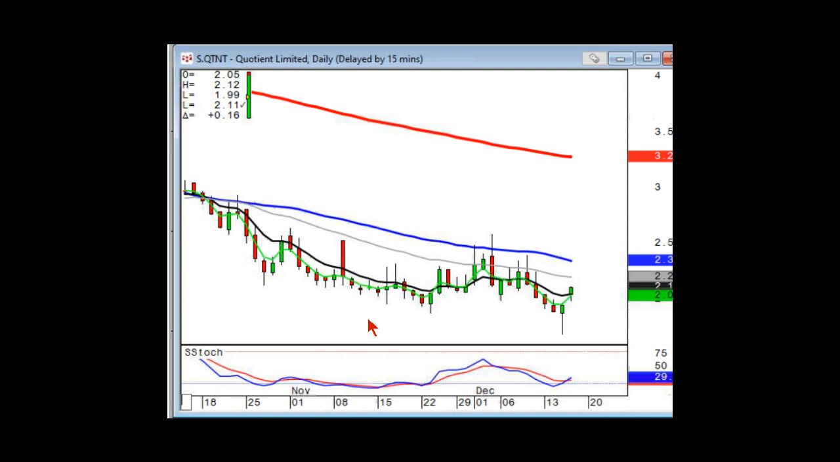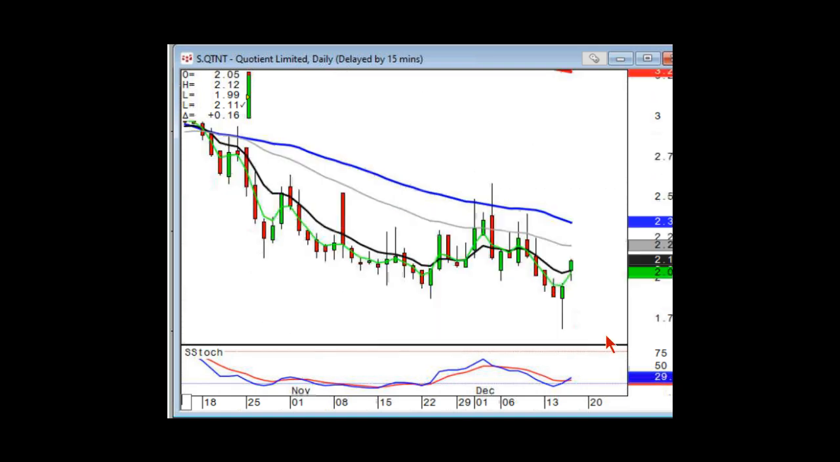QTNT, you can be buying this one. It's not anything fantastic, but you do have a hammer harami gap up. Just watch to see what happens once it gets here to that major resistance level of the 50.